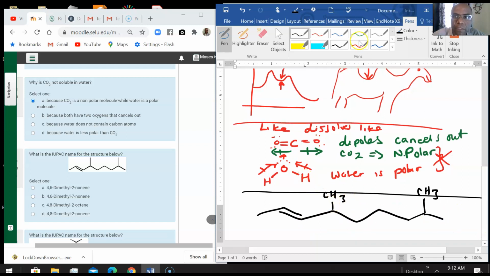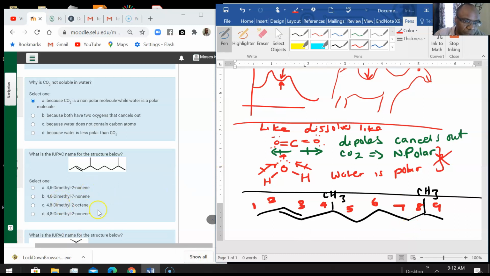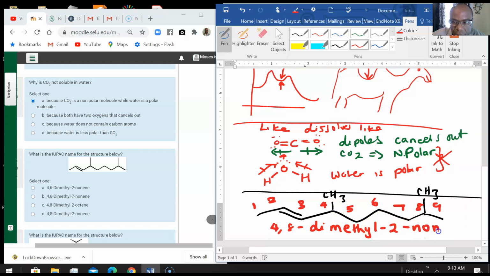Alright, again we prioritize our double bond. So we start numbering from the left. 2, 3, 4, 5, 6, 7, 8, 9. So it's a nonene. So the C choice is out. That's an octene. And I see that I have a methyl on 4 and a methyl on 8. So it should be 4,8 di because we have 2 methyls. 4,8-dimethyl. And then the double bond is on carbon 2, 2-nonene.